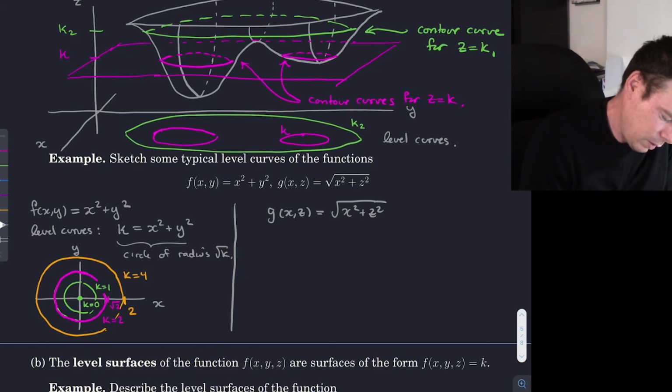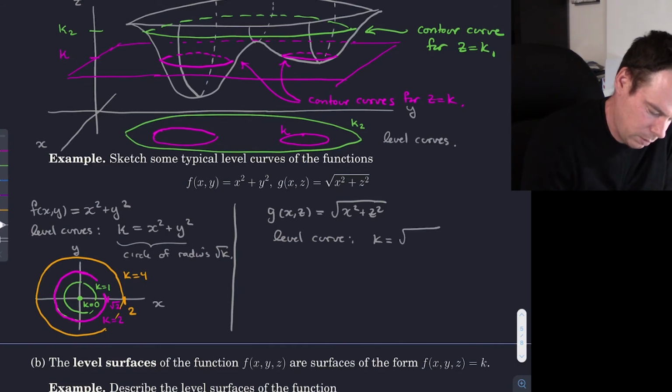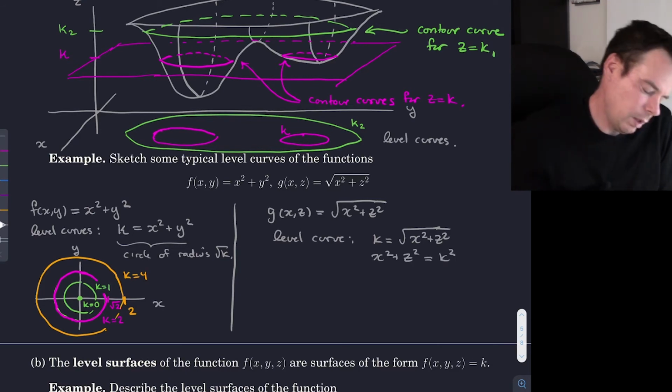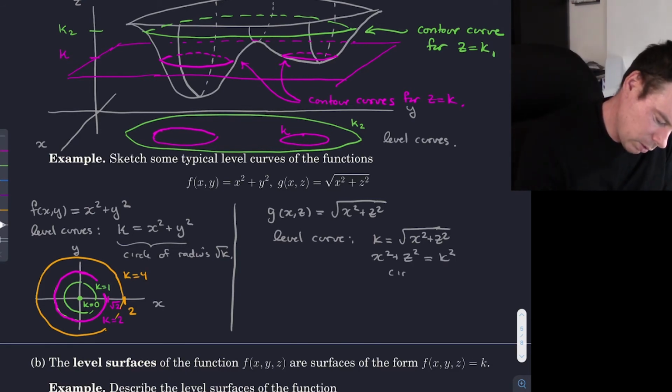We can do the same thing for this one. Level curves. We're going to let k be our constant value. In this case, the missing variable is y. So that would be x squared plus z squared is equal to k. And then I can clear the square root and get this. And with this one, this is a circle of radius, in this case, k.